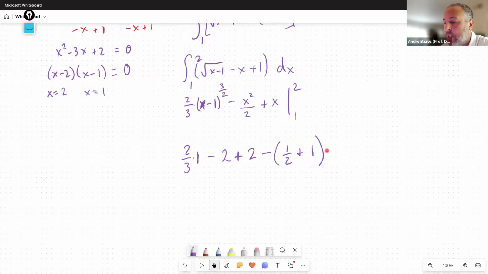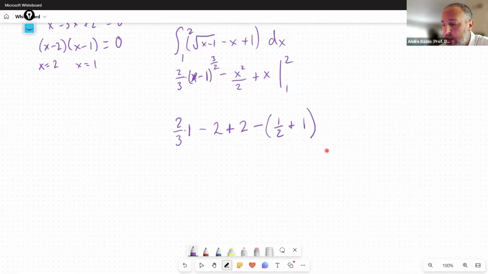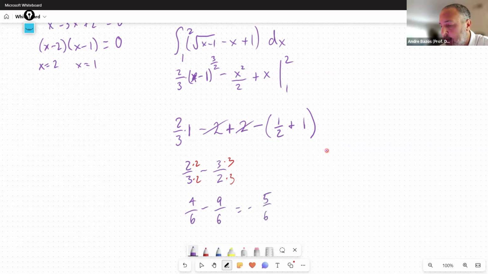All right. So now I just need to simplify a little bit. So let's see, we got 2/3, these go away, minus 1 3/2. That's interesting. Now I just need to simplify, that's 4/6 minus 9/6 equals negative 5/6 as the region bounded by it.